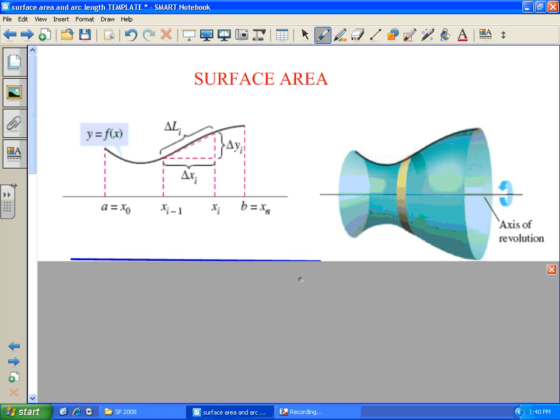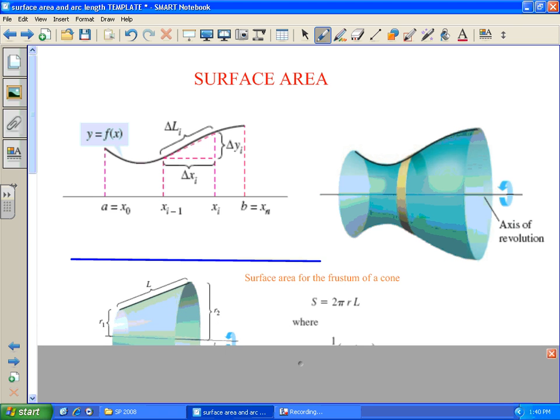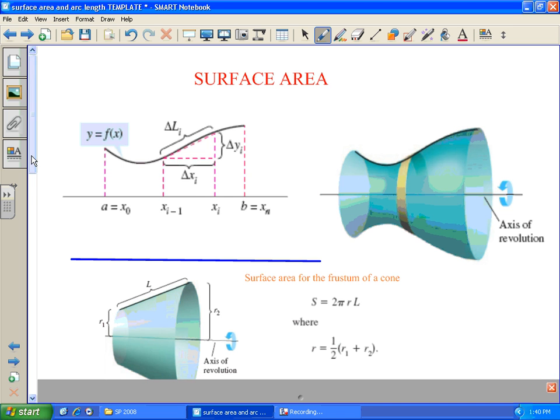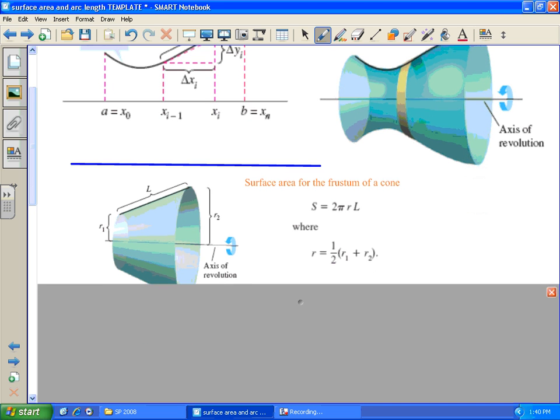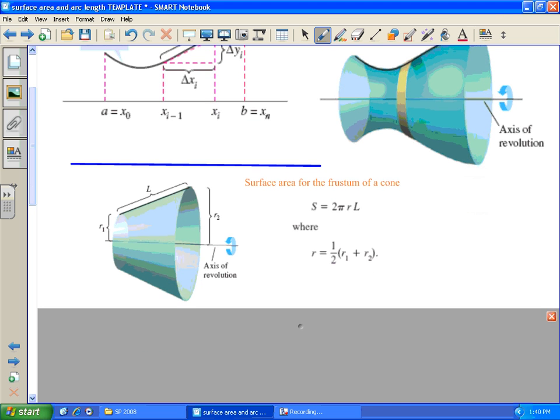So the first thing you need to know is what the surface area of the frustum of a cone is. I will just provide that to you, because we could go ahead and derive it as well. If you're interested, please see me after class. I have a very nice book, Stewart, and they actually show the derivation of this particular formula. But at the moment, I'm just going to give it to you, and we'll use it in our derivation.